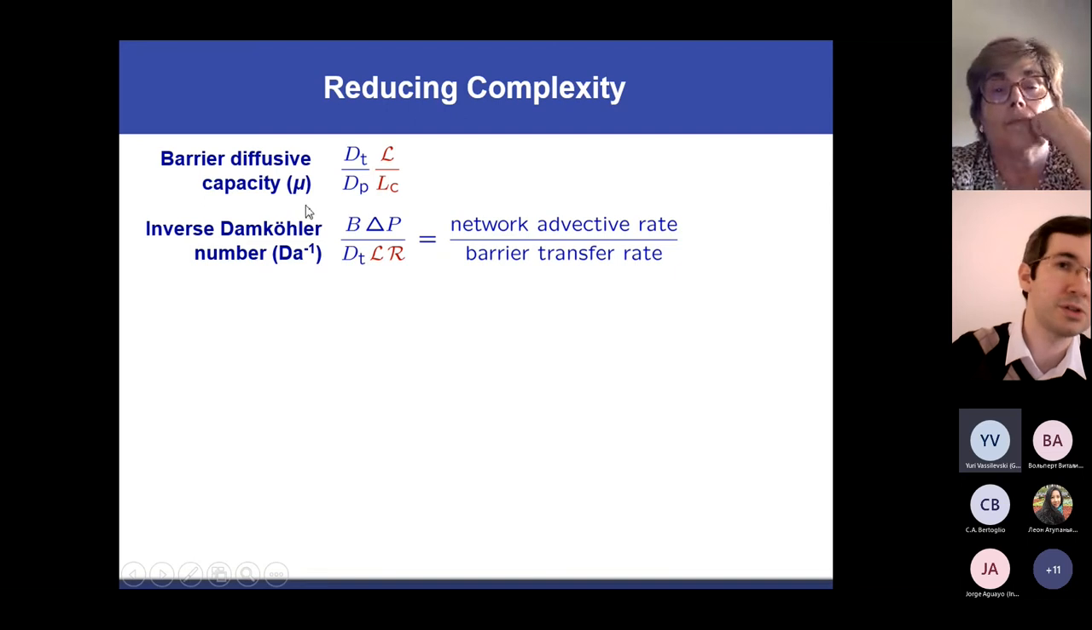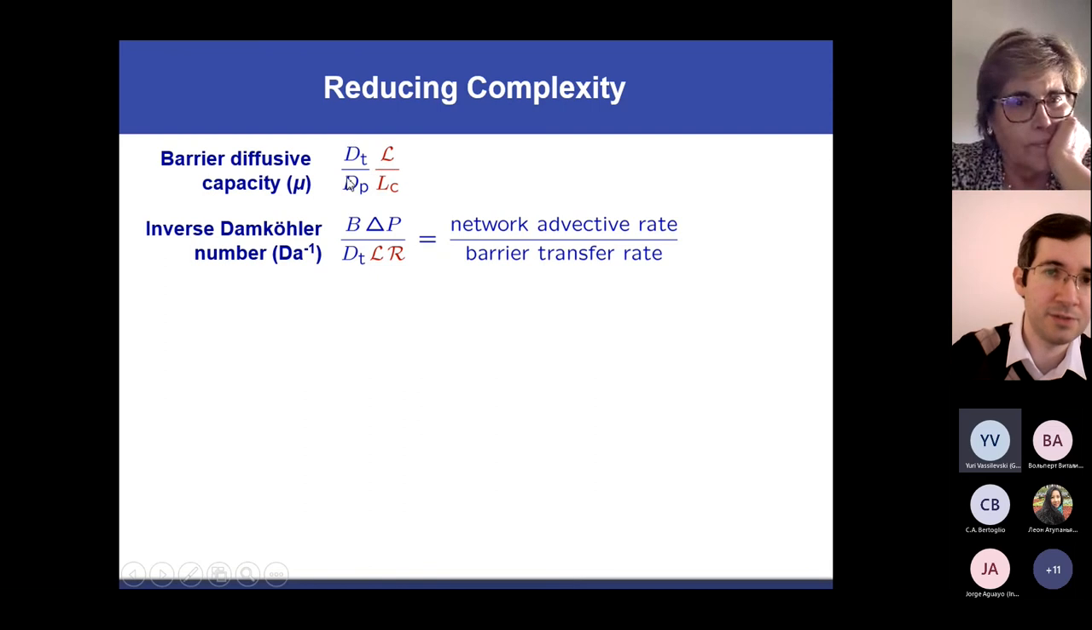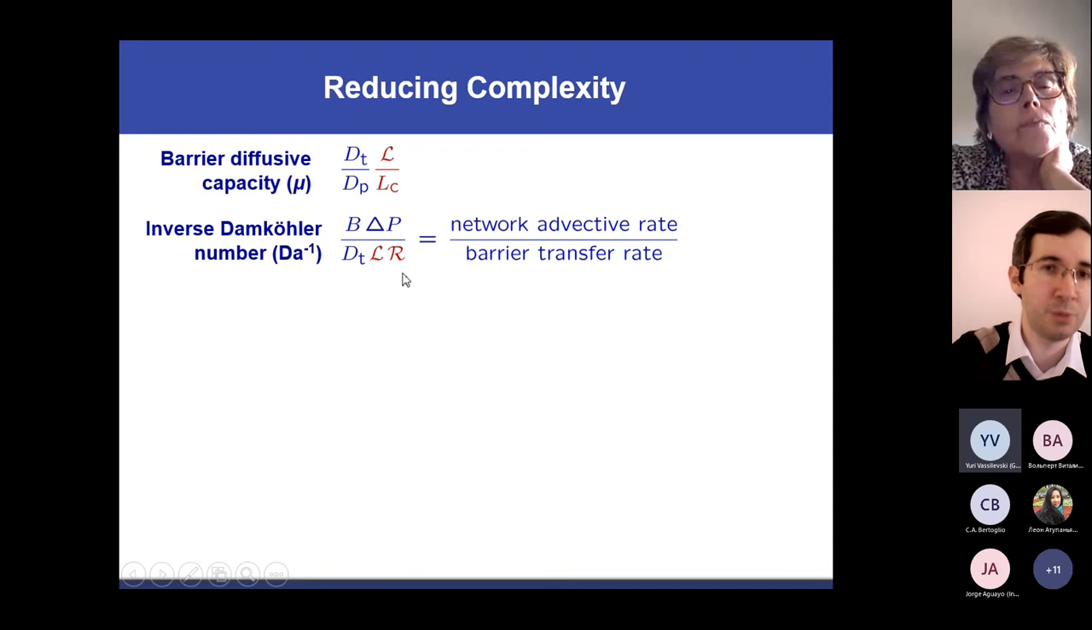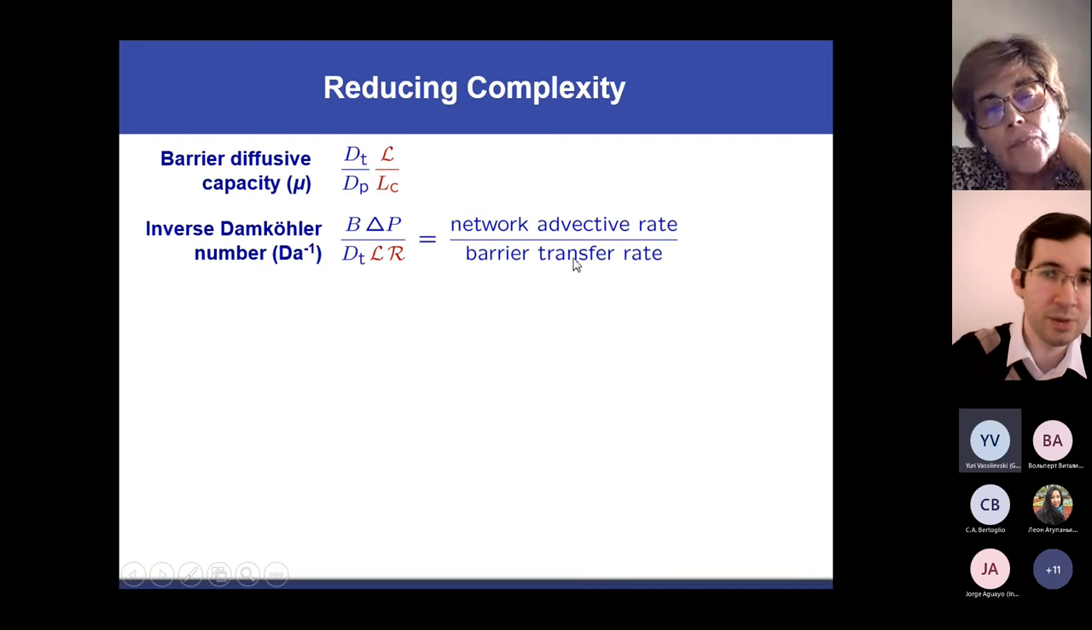One is what's called the diffusive capacity, which is the ratio of the transport in the tissue, in the interface, and transport in the plasma, and the corresponding geometric ratio of the diffusive capacity over the scale of the network. But another, even more useful parameter is the so-called Damköhler number, or inverse Damköhler number, which literally compares the strength of advection in the network with the rate of transfer across the interface.